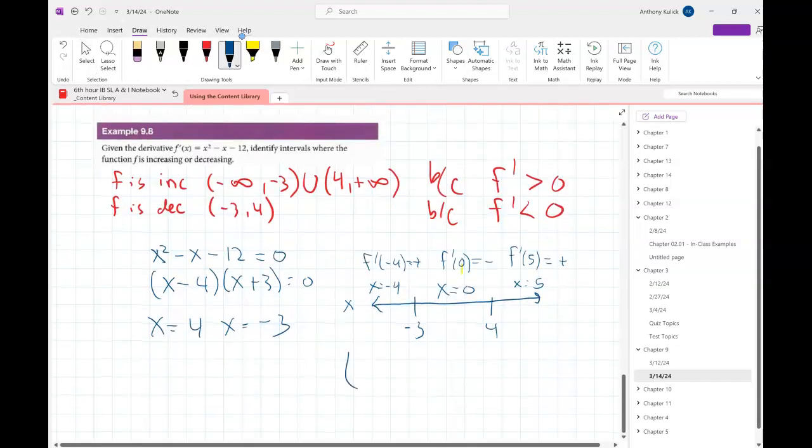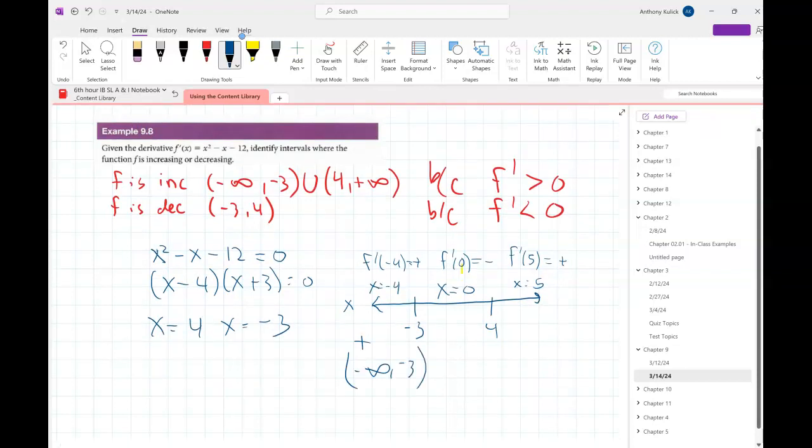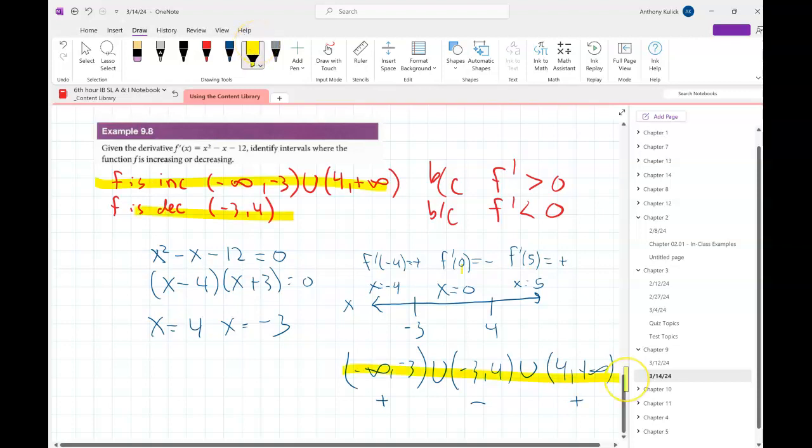So I see that, again, we're positive going from negative infinity to negative 3. We're negative going from negative 3 to 4. And then we're positive again going from 4 to positive infinity, which matches up exactly with what we set up there, right?